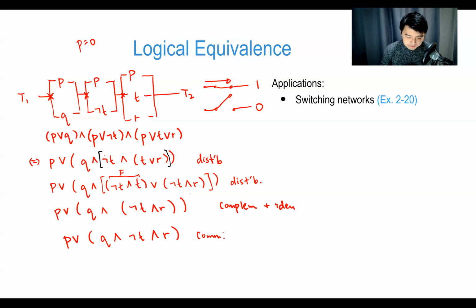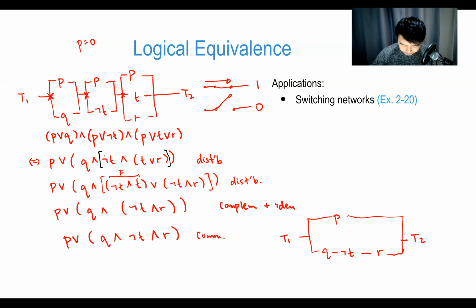Now, what we find in this example is that if I have T1 and T2 like this, then this is equivalent to drawing something like P. So you have P, right? So either go through P or go through Q and not T and R. Okay, so I hope you can see how I translated that. So once again, this expression says P or Q and not T or R. So this is how we can expand those two.